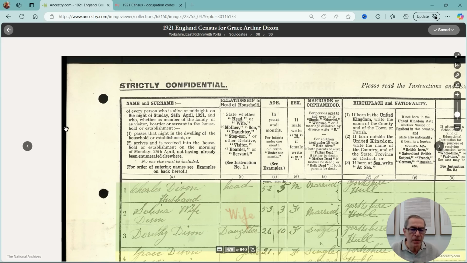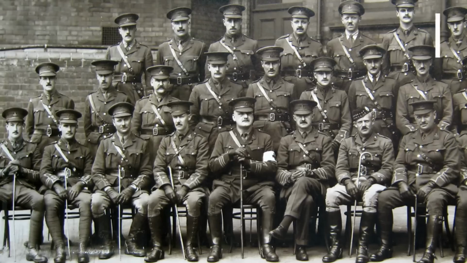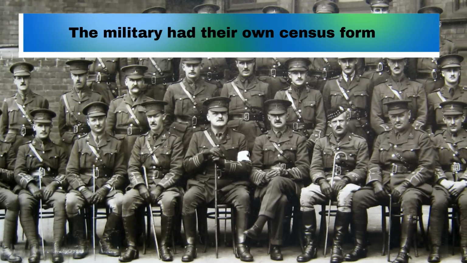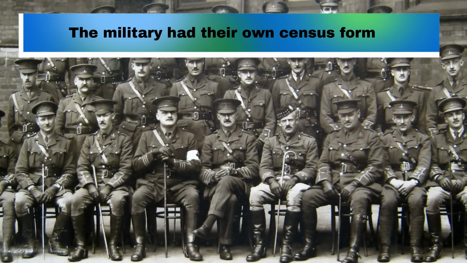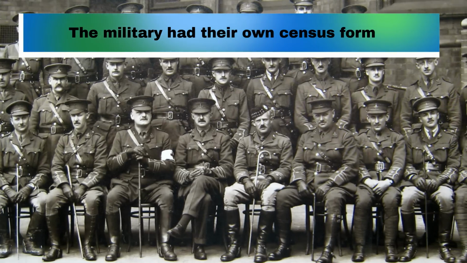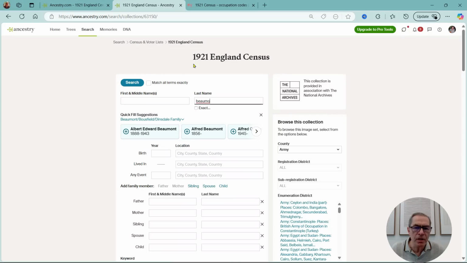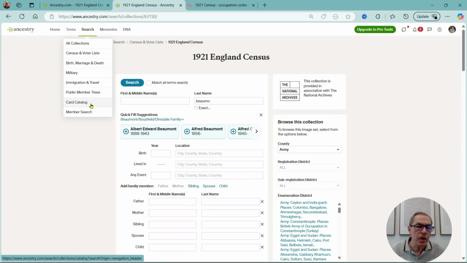The other thing to bear in mind is if we had a military person in the census, and we can look at the military census here. So let's take a look at the army census type. And what I've done here is I've come to the 1921 English census when I do a search for the card catalogue.